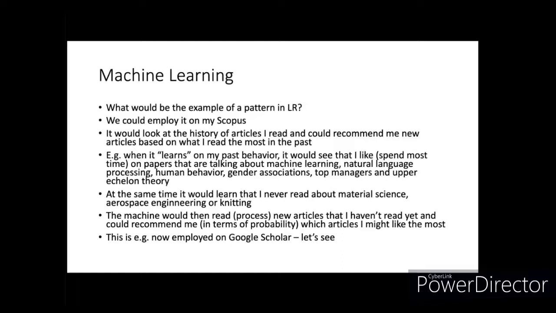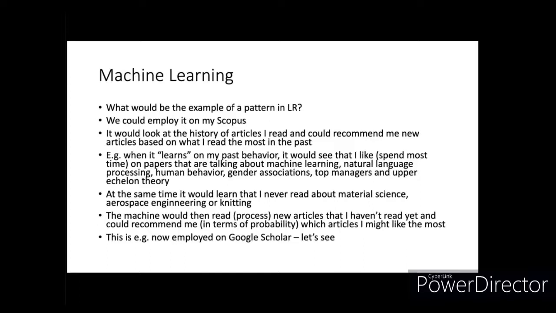If you look at my Scopus, the history of articles I read, I could train a machine learning model on it, so it can look at the history of articles I read and recommend new articles based on what I read in the past. So when it learns, it would learn on my past behavior. It would see what I like. It can use a proxy, for example, what I open at all, or what I spend most time reading.